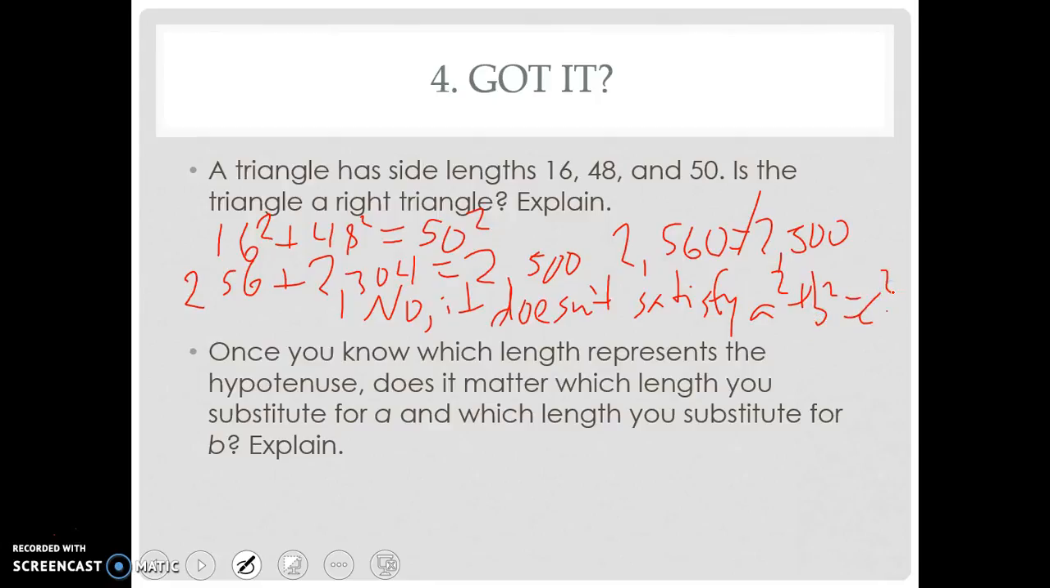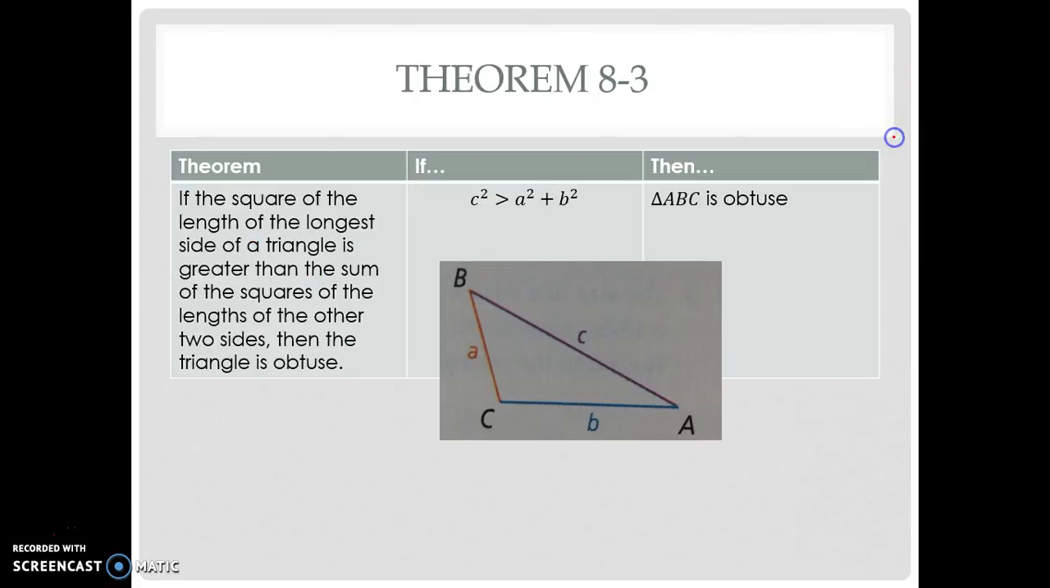The last question talks about something I want to talk to you guys in the class. However, we've talked about it so many times. It says once you know what length represents the hypotenuse, doesn't matter which length you substitute for A and which length you substitute for B. Explain. And we've already talked about this in class multiple times. Every single class period, you guys have been bringing it up. No, you can flip-flop them. It doesn't matter which one it is. As long as you have your hypotenuse, it doesn't matter which one you do for the other one. So there's that.